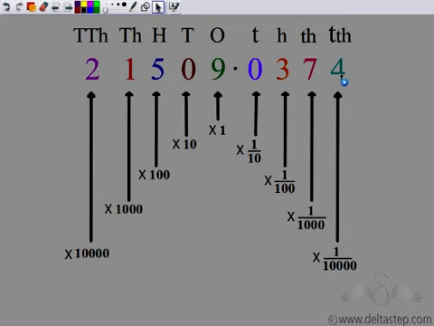So what you say is this number would be 2 times 10,000 plus 1 times 1,000 plus 5 times 100 plus 0 times 10 plus 9 times 1 plus 0 times 1 by 10 plus 3 times 1 by 100 plus 7 times 1 by 1,000 plus 4 times 1 by 10,000. This is how we can continue with the same thing even after the decimal point.